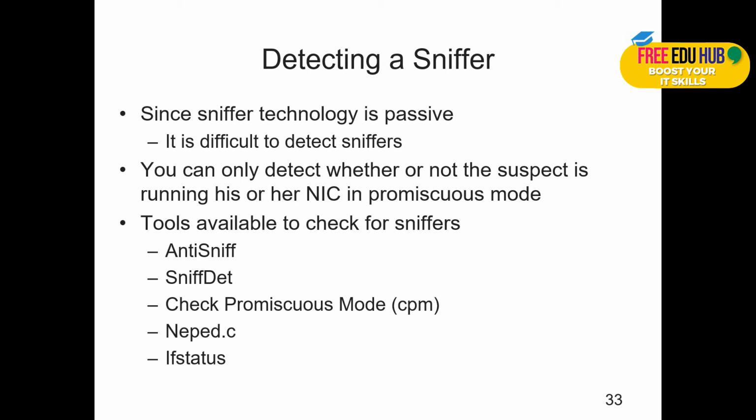It's difficult to detect. You can only detect whether or not the suspect is running his or her NIC in promiscuous mode. Tools available to check for sniffers include AntiSniff, SniffDet, and promiscuous mode checkers, etc. Now, the next-generation firewalls that we are using, especially Palo Alto, we can completely disable sniffing and things like that through the firewall itself. We can even set alerts if there are any sniffing attempts going on the network.